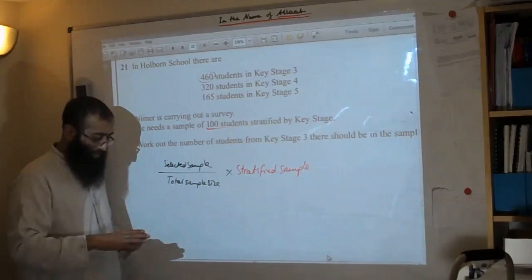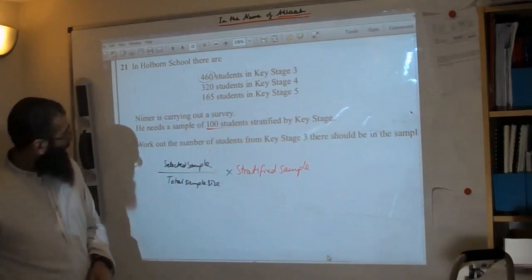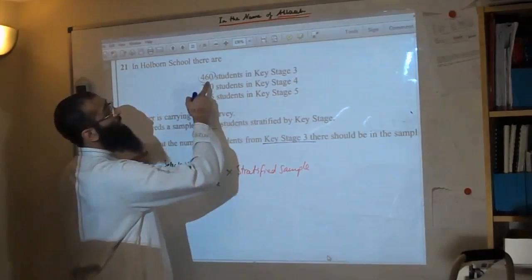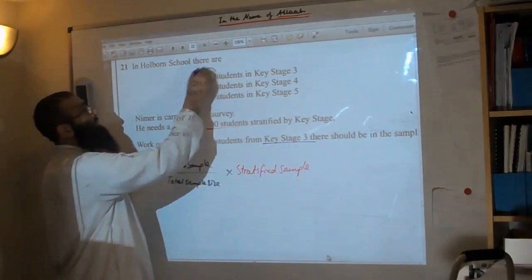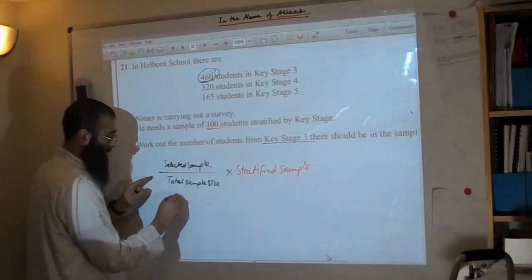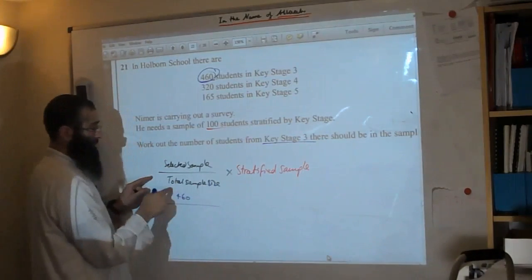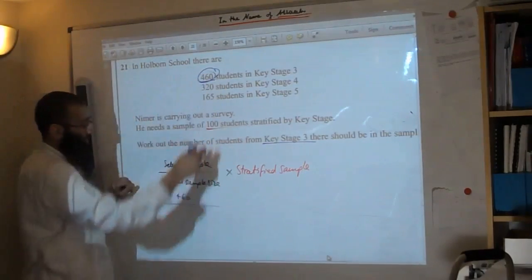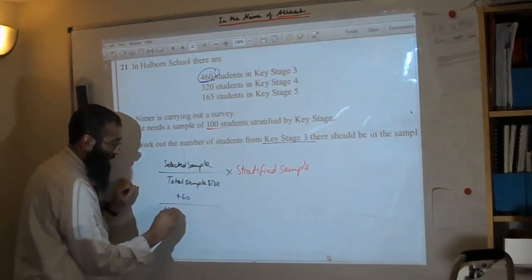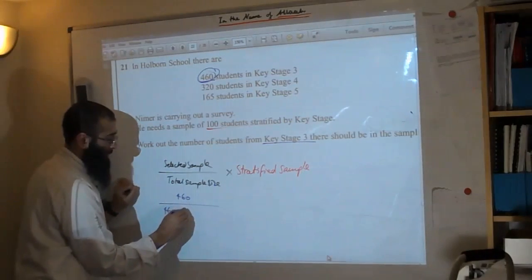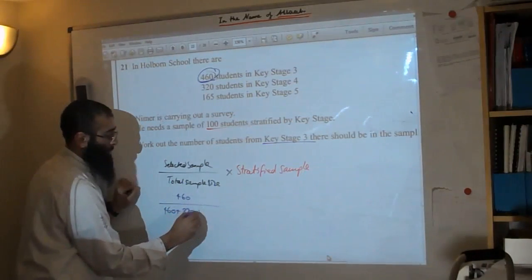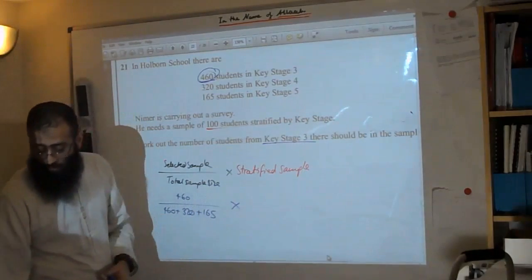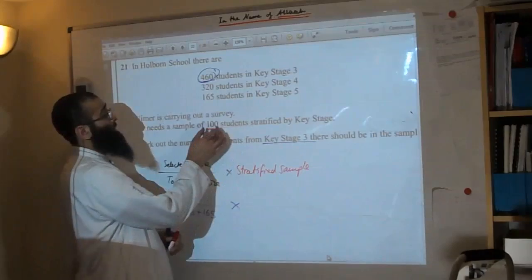Now let's start putting some values into this equation. The selected sample is going to be key stage 3, which is 460. So that goes on top. The total sample size is all of these added together, so on the bottom I put 460 plus 320 plus 165, and then we're going to times that by the stratified sample size, which is 100.